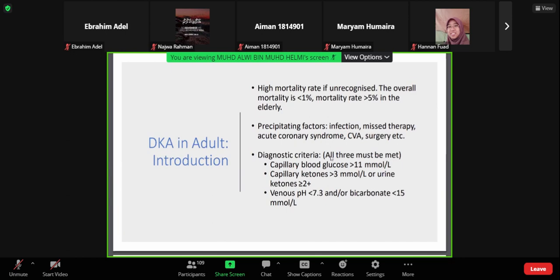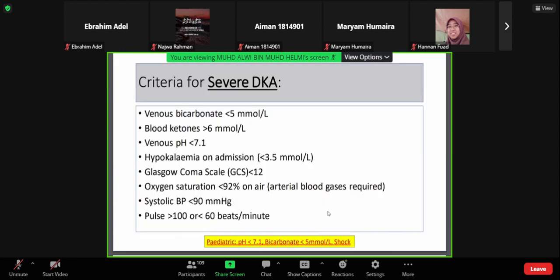The diagnostic criteria are quite similar, the same as adults. Severe DKA: bicarbonate less than 5, blood ketone more than 6, venous pH less than 7.1. These are actually the prognostic factors. Usually this indicates a bad prognosis.